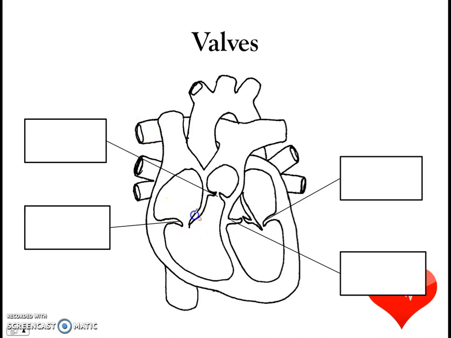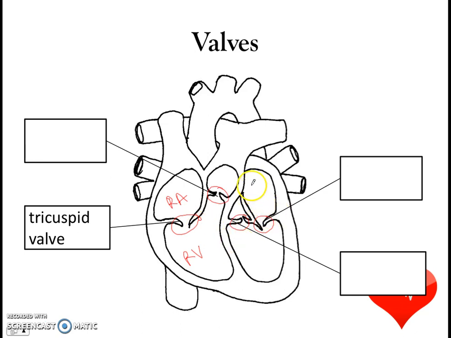Alright, so these structures here are the valves. Now the heart has 4 valves that you need to know in detail. So let's start with this first valve here. This valve lies between the right atrium and the right ventricle. Alright, so this valve is called the tricuspid valve. Tri because it means 3 sides. So something about it has 3 sides. So tricuspid valve on the right side of the heart.